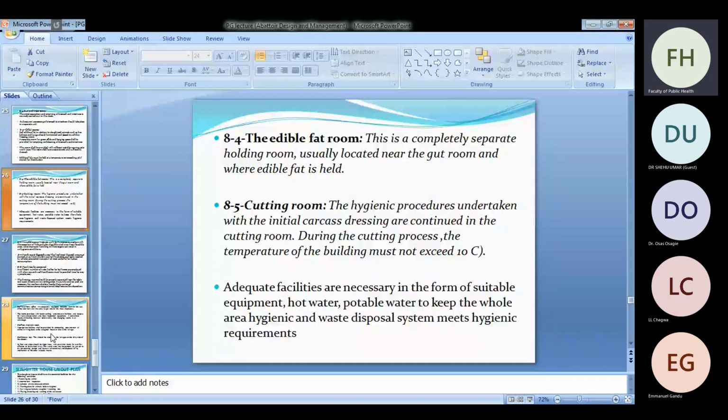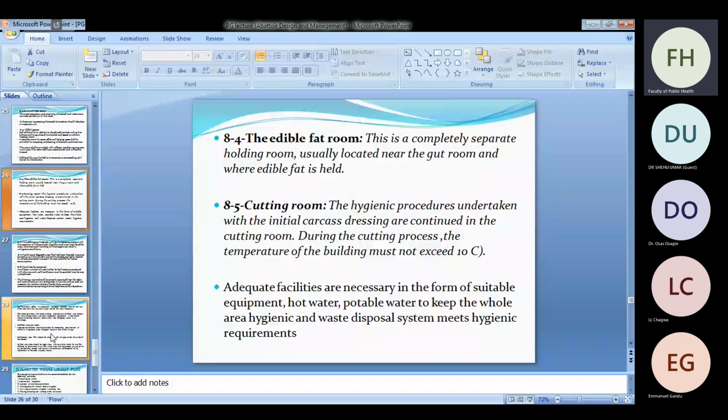Then there's a place we call the edible fat room. This is a completely separate holding room, usually located near the gut room, where edible fat is held. All these divisions may not be this way in all abattoirs, but depending on the kind of animal that's slaughtered, you'll be able to have these areas.